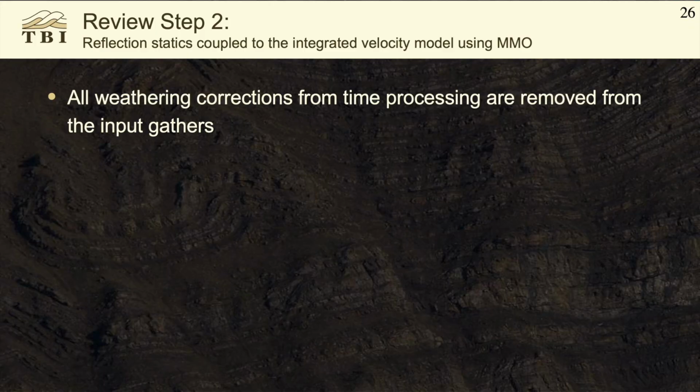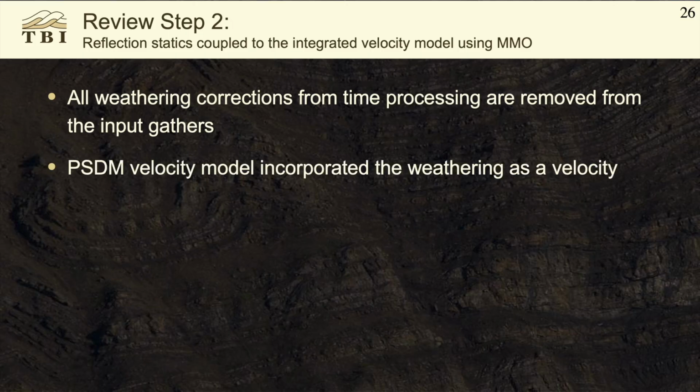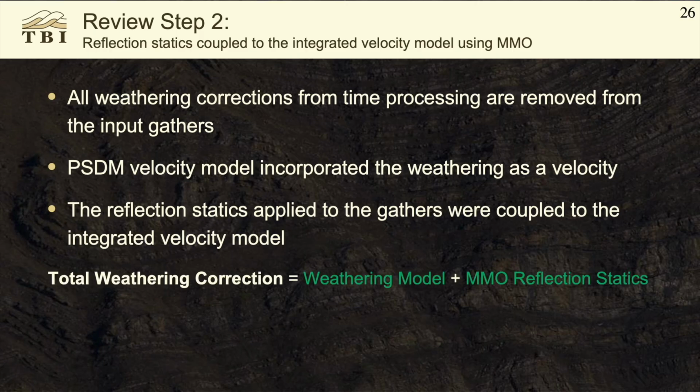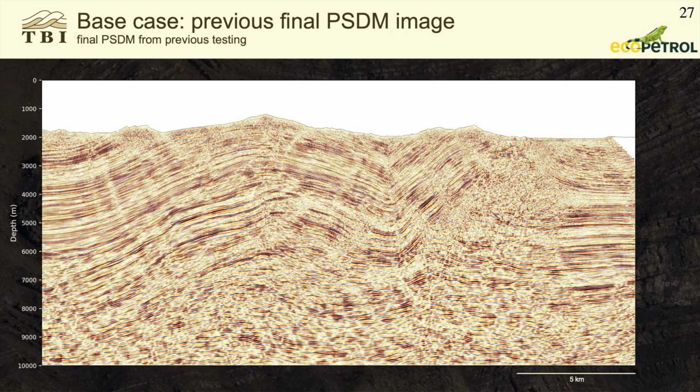So to review, all the weathering corrections from our time processing have been removed from our input gathers. Instead, our PSDM velocity model now incorporates the weathering as a velocity. So we've integrated the weathering model into our PSDM velocity model. In our second step, we calculated reflection statics that are coupled to the integrated velocity model. So now we have our weathering correction from our weathering model and MMO reflection statics.